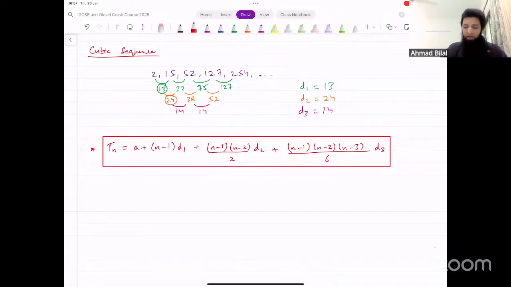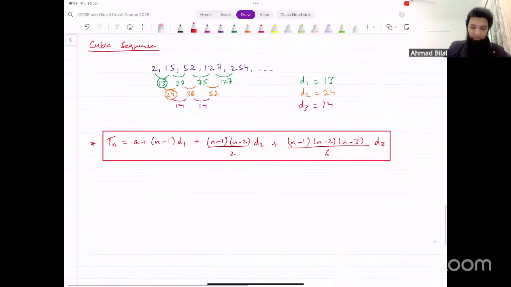Just input the values of D1, D2, and D3 here. Then you have to do some simplification. That will require some effort. But eventually, you'll get the formula in that term. So if it happens to be that you have to use this formula, they will hopefully give you more marks for that as well. Okay, so it will justify the use of the formula. Again, as I said, this is just in case they ask you to find a cubic sequence, you should know this formula as well. All right.